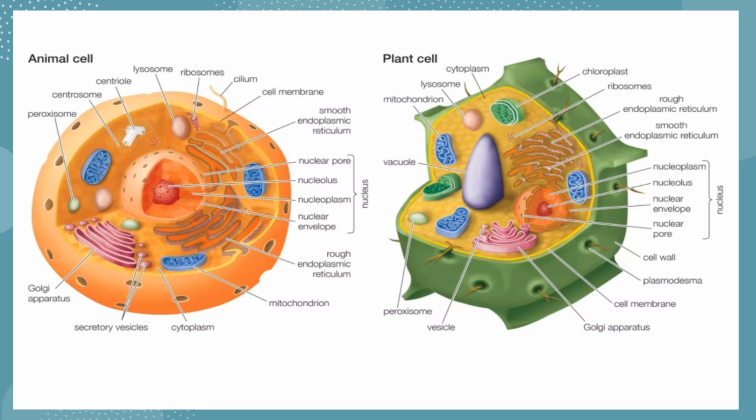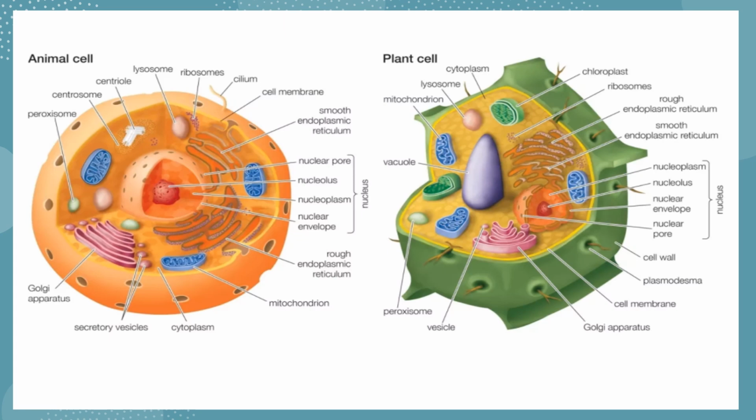So friends, this is the animal cell and this is the plant cell. Let us once revise all the parts. First let us see the animal cell. We have the lysosome at the top. Beside the lysosome we have ribosomes. You can see in the picture, small granules. And we have cilium, cell membrane, smooth endoplasmic reticulum, nuclear pore, nucleus, nucleolus, nucleoplasm, nuclear envelope, rough endoplasmic reticulum, mitochondria, cytoplasm, secretory vesicles, Golgi apparatus, peroxisome, centrosome and centriole.